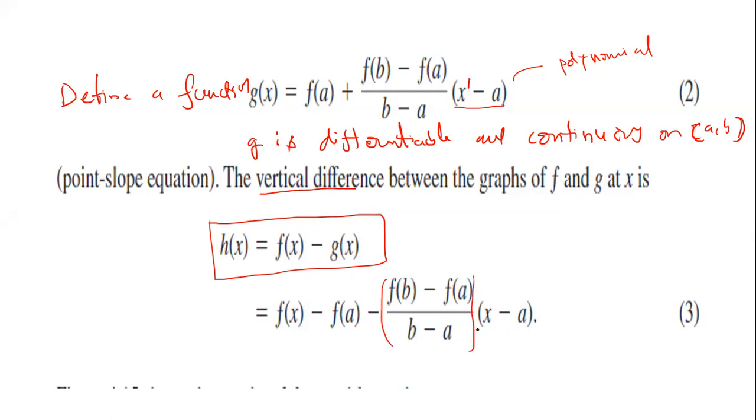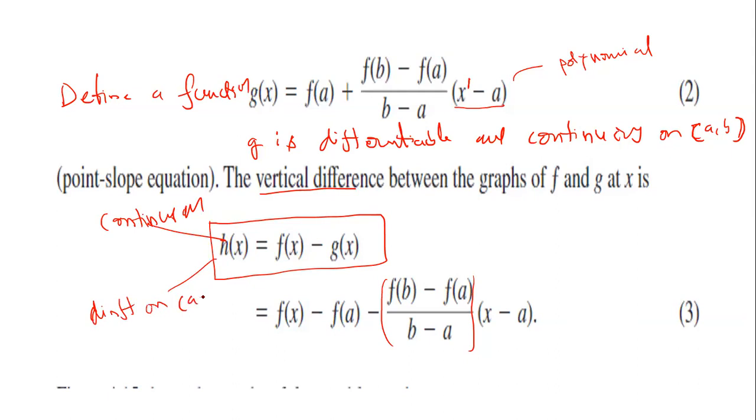But here we have to discuss one point. What is that? This function g, already we discussed, is continuous on the closed interval a b. F of x is also continuous on the closed interval a b. Therefore, f of x minus g of x, that means h of x, is also continuous on the closed interval a b. Why? Because f is continuous, g is continuous. Similarly, f is differentiable on the open interval a b and g is also differentiable on the open interval a b. Therefore, f of x minus g of x, that means h of x, is also differentiable on the open interval a b.